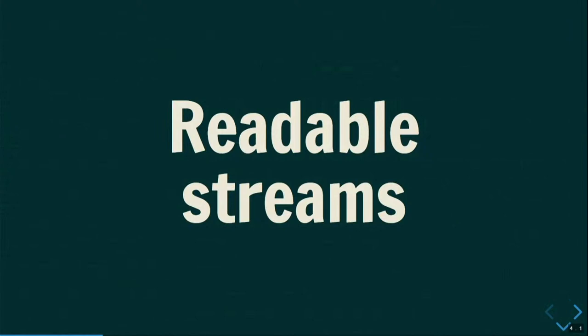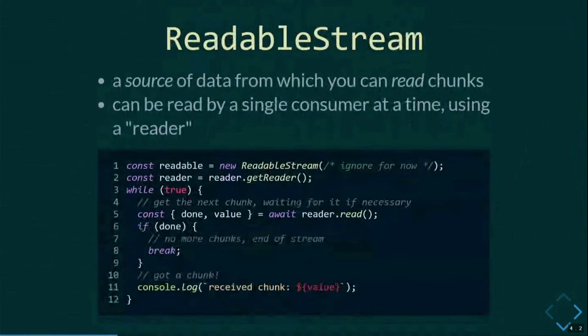Our first kind of stream today will be readable streams. And as the name implies, you can read from this readable stream. It is a source of data, and that gives you chunks. Now, a readable stream can only be read by a single consumer at a time, and that consumer is usually represented by a reader. So first, you get your stream somehow. That is your const readable. You get a reader of it, and that locks the stream to that reader.